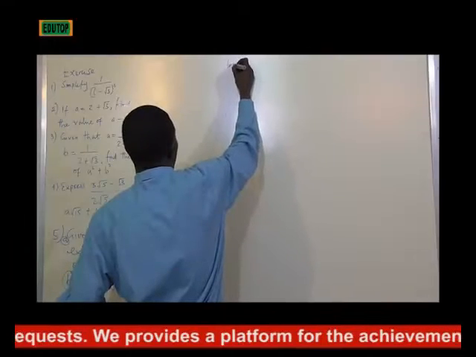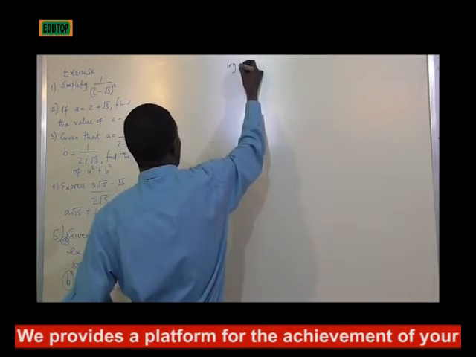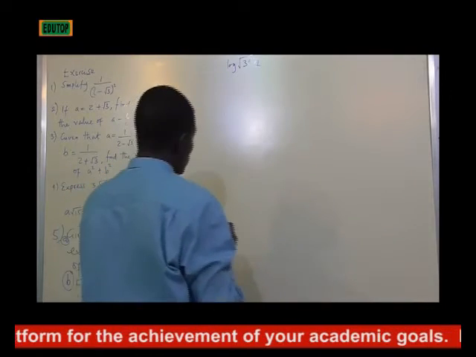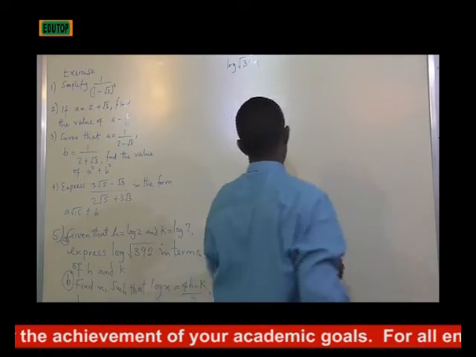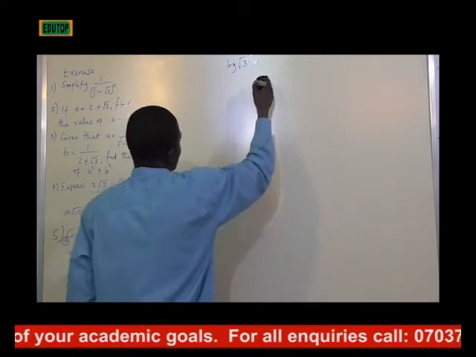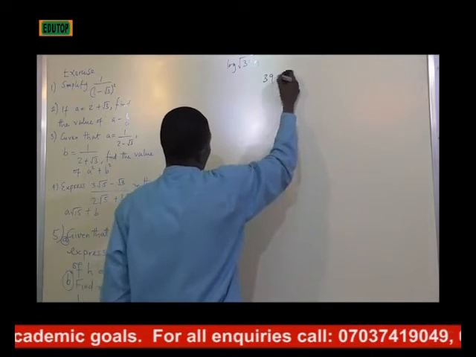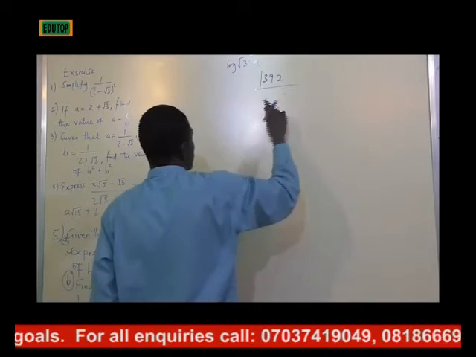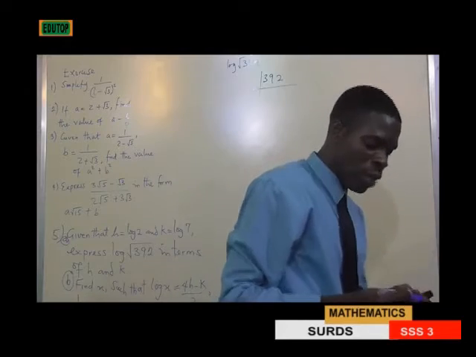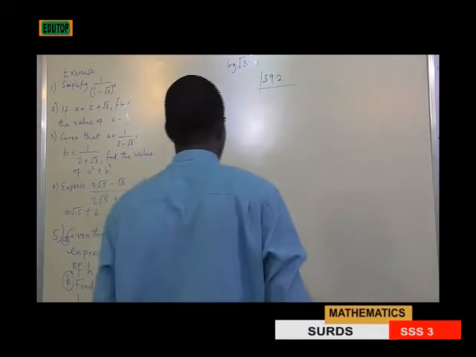We have log root 392. So the first thing we have to do here is to reduce this big value, and that can be done by dividing, starting from the lowest. Since the last digit is even, automatically an even number will divide the number.